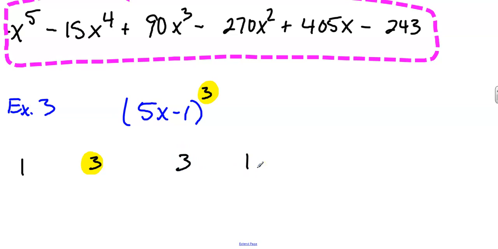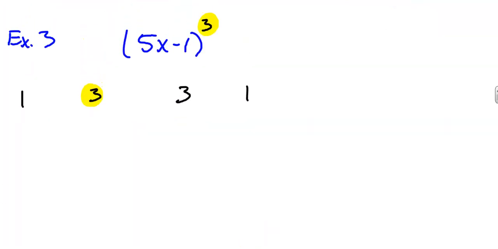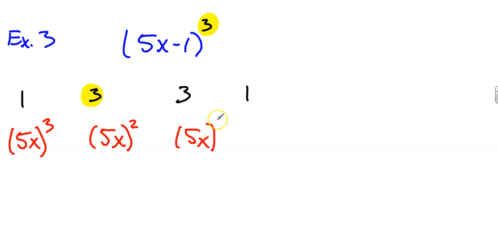Okay, now here's the one little twist on this one that makes this one a little bit more complicated than the other ones. Because the first term that's here is not just x, it's 5x. So for this one, you have to do 5x to the 3rd power. And then 5x to the 2nd power. 5x to the 1st power. And then 5x to the 0 power.